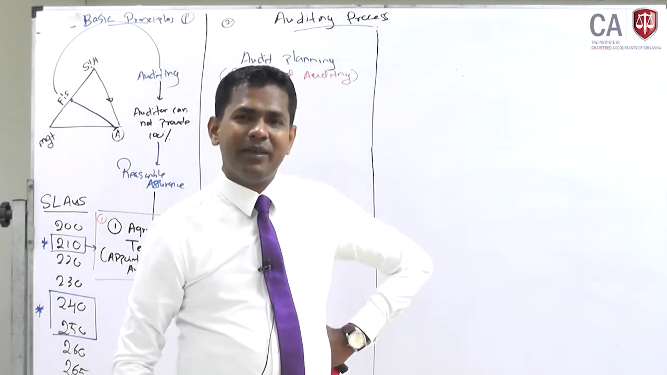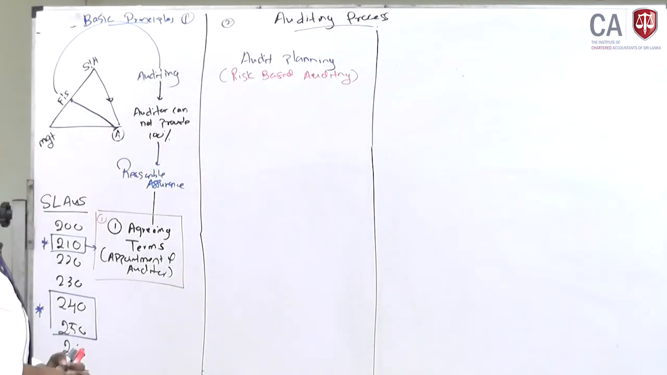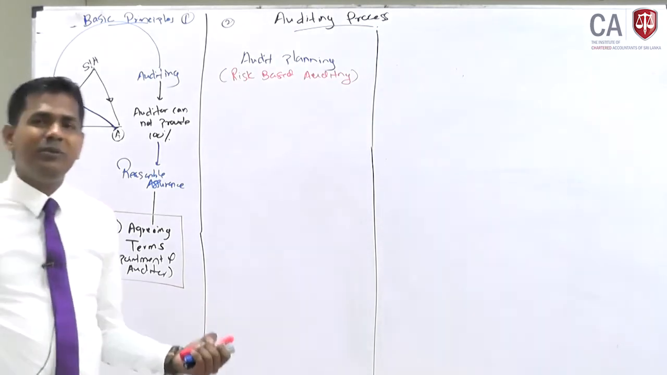Similarly, the auditor cannot check 100% of the financial statements. In that circumstance, the auditor has to identify where the problem could be.